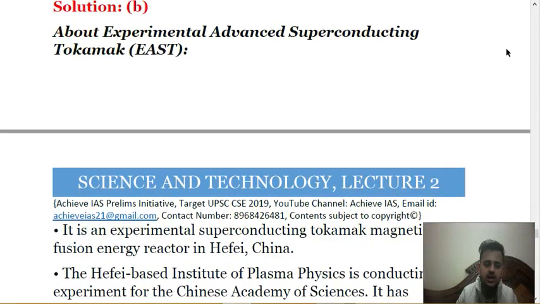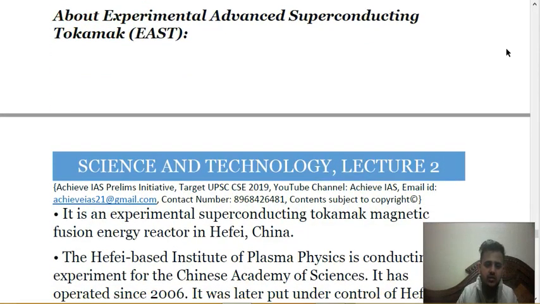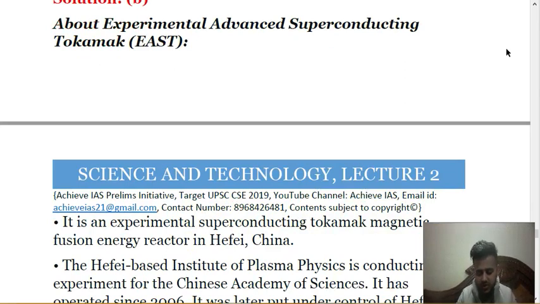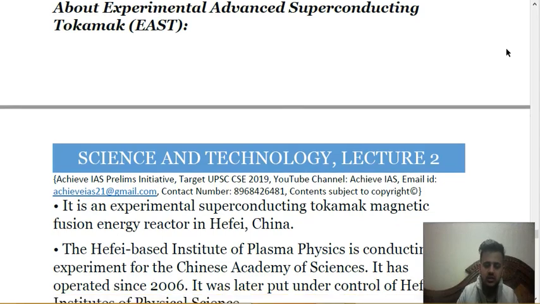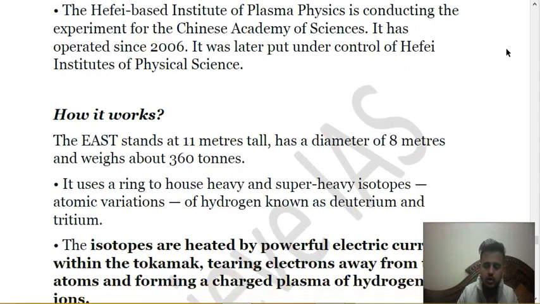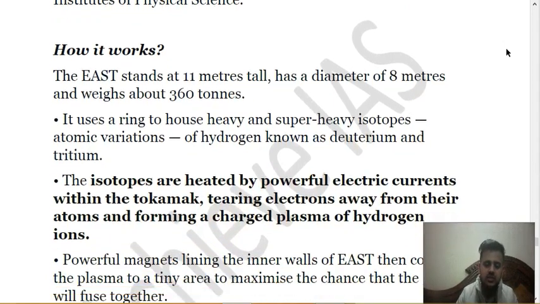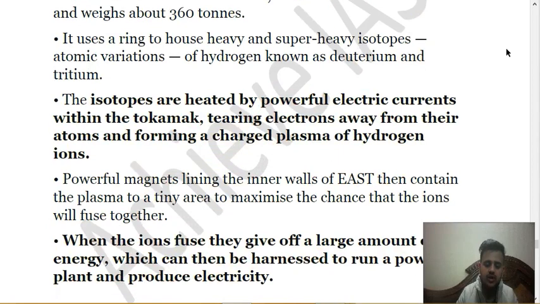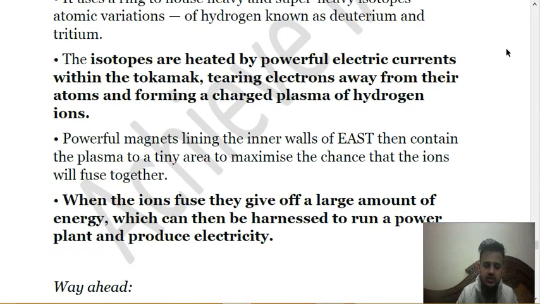So this Experimental Advanced Superconducting Tokamak is a kind of artificial sun in which heavy and super heavy isotopes of hydrogen, that is deuterium and tritium, are placed, and then electric current is passed and they are forced to split, and electrons split and they are converted into hydrogen ions. There is a magnet in the container that contains these isotopes, and then this magnet attracts the hydrogen ions to a particular place, where these ions fuse together.